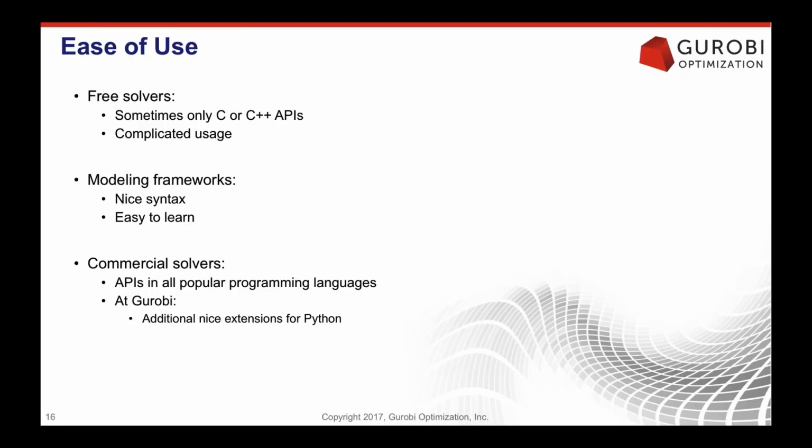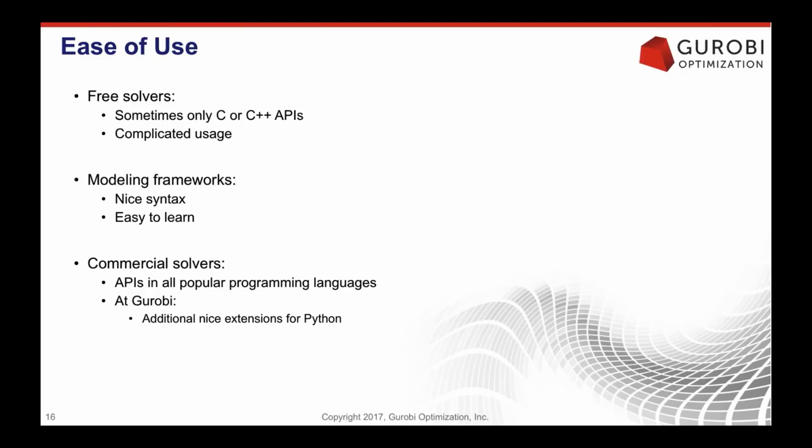For the free solvers, sometimes there are only C and C++ APIs around. Of course, if you are a C or a C++ developer, that's not an issue at all, but many people coming to us say that they don't want to use C or C++, they want to use Python or something easier. And so for the free solvers, the usage is sometimes a little bit complicated. If you already have a favorite programming language, then the modeling frameworks are also not that easy to use because you have to use their syntax. They have a very nice syntax and you can easily read it and easily learn it, but it is a different syntax to, for example, Python or Java.